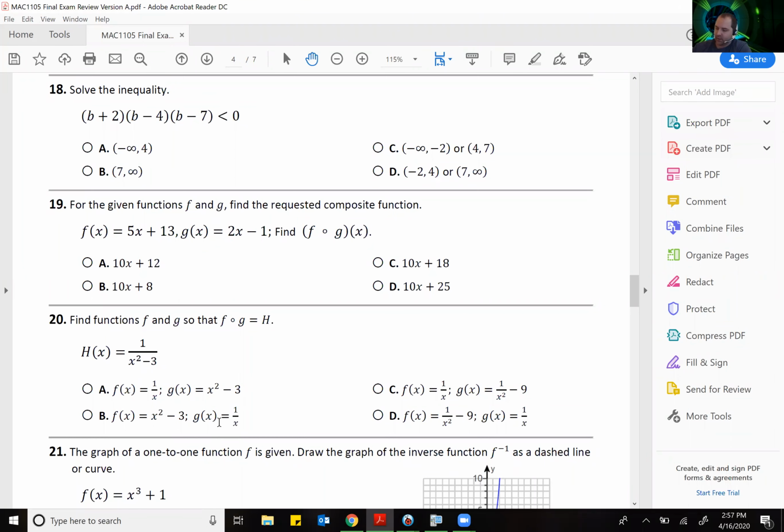Sorry, I'm just going to go ahead and work up these answers real quick so you can see what they look like. This is what f o g would look like for this one. And D, f o g would look like this.